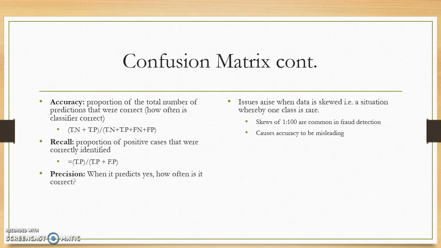So now the terminology that I was talking about. We have accuracy, which is the proportion of predictions that are right. So how often your classifier is correct. And then we have the recall, which is the positive cases that are correctly identified. How many cases are positive and correctly identified.